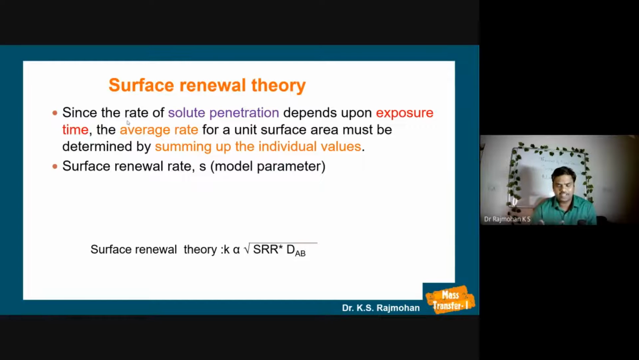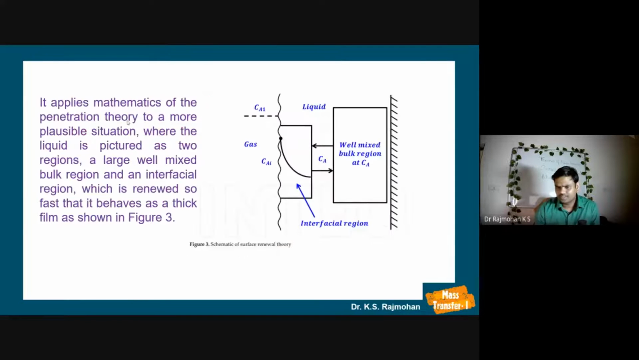Okay, so the surface renewal rate is another parameter introduced in the model. The contact time was again a model parameter. In this model, you have a model parameter called surface renewal rate. It assumes that the surface is being renewed by a fresh set of elements. How often it is renewed, that is, the rate at which the surface is getting renewed, determines the mass transfer. So according to surface renewal theory, K, the mass transfer coefficient, is proportional to the square root of surface renewal rate into DAB. If you look at the case, we have a bulk, well mixed bulk region at CA.